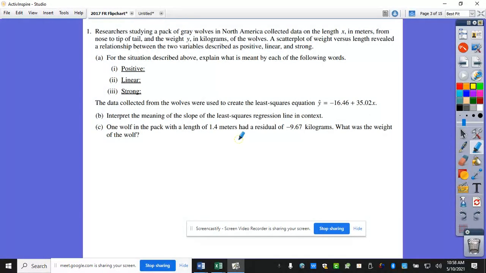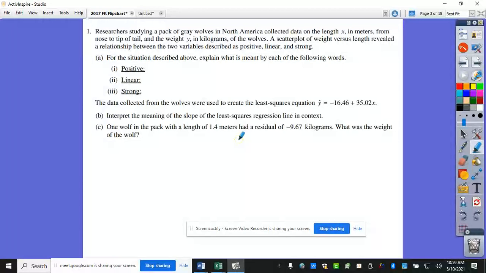So as our what? X. And so it is defined as our length increases by 1, we predict our weight in kilograms to increase by about 35.02 kilograms.